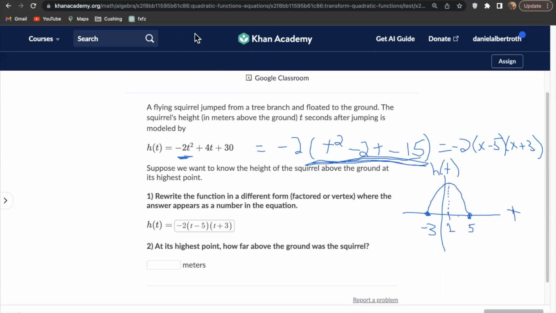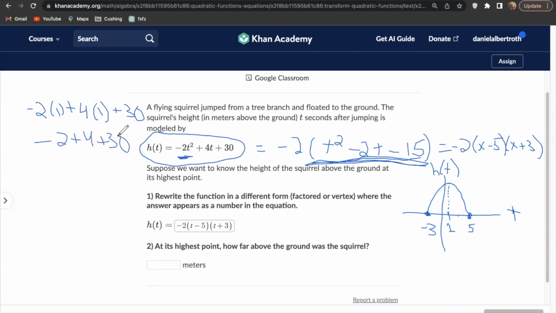What is the height? Well, luckily we have a function. If we know that 1 second has passed, we can plug in 1 for t, and it will tell us what the height is. I'll use the original function: negative 2 times t squared, so 1 squared is 1, plus 4 times 1 plus 30. So I have negative 2 plus 4 plus 30. Negative 2 plus 4 is 2, plus 30 is 32.